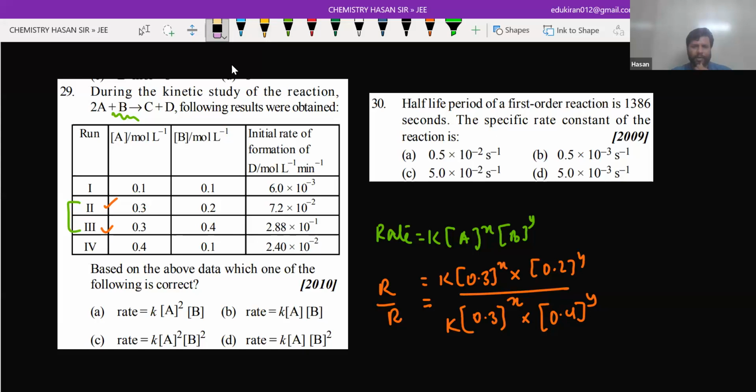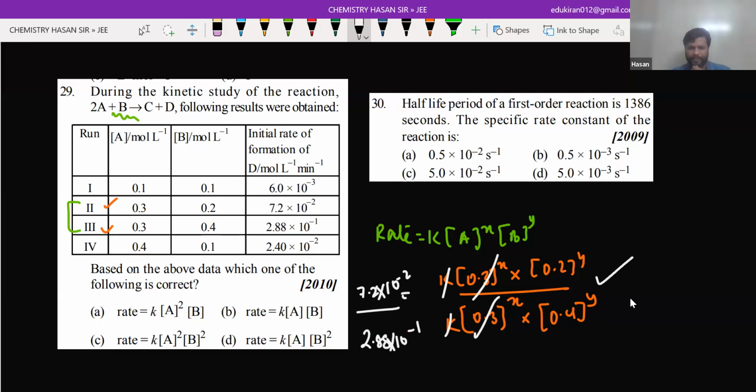And the rate ratio, rate R, not R upon R. Basically, this is what I was missing. Here it is given 7.2 into 10 raised to the power minus 2 upon 2.88 into 10 raised to the power minus 1. And this will be cancelled, right? So you can calculate the value of Y, right? Yes or no? Shahid? Yes, sir. And then you can compare with this and calculate X. So X comes out to be 1 and Y comes out to be 2. So the answer is D. Go for question number 30.